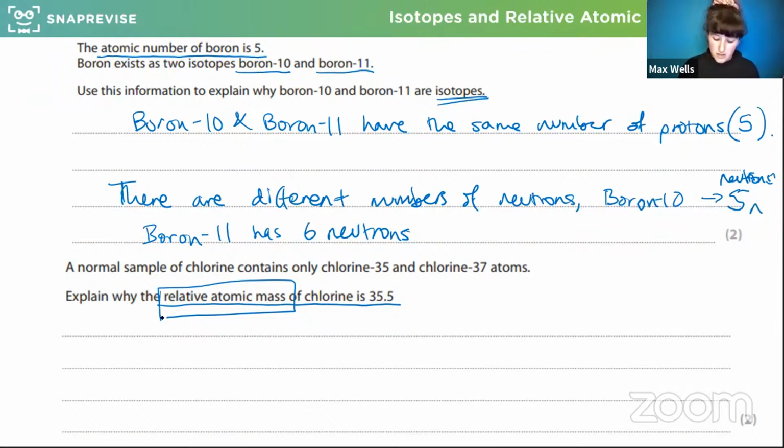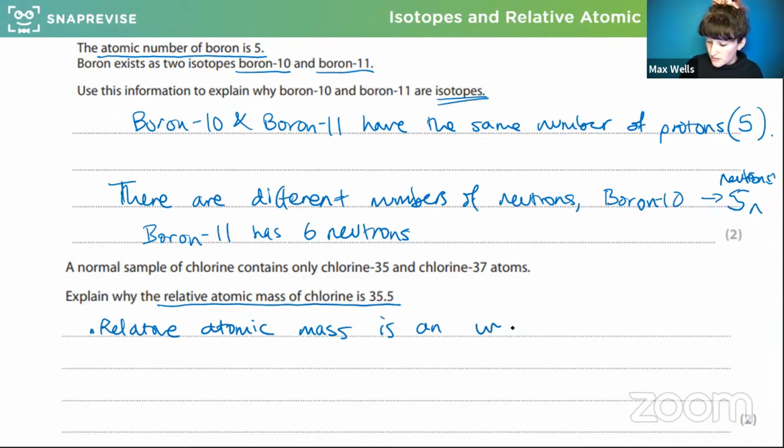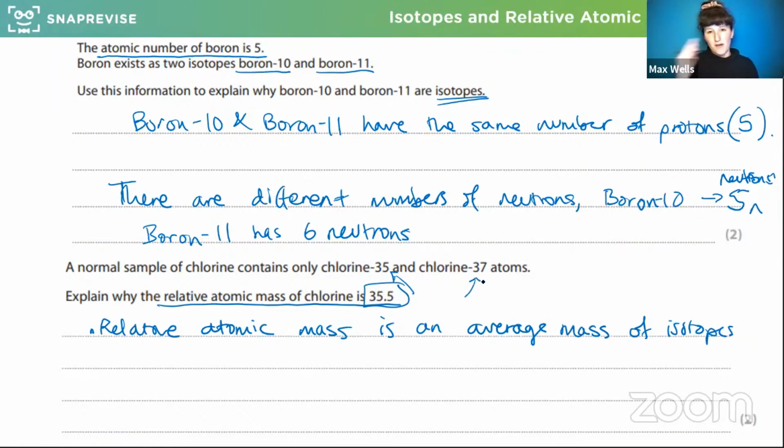It's an average. So relative atomic mass, oops, I have to rub that out now. Relative atomic mass is an average. It's an average mass of isotopes. And if it's an average mass of isotopes, why is it 35.5? Why is it closer to 35 than 37? That's going to be where our second mark comes from. Why is it closer to 35? It's 35.5 as an average mass, not 36. It's not slap bang in the middle. It's 35.5, sorry, rather than 37.